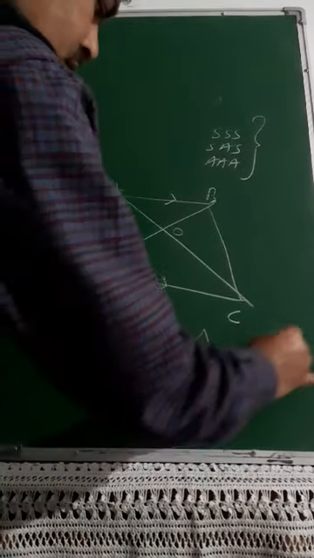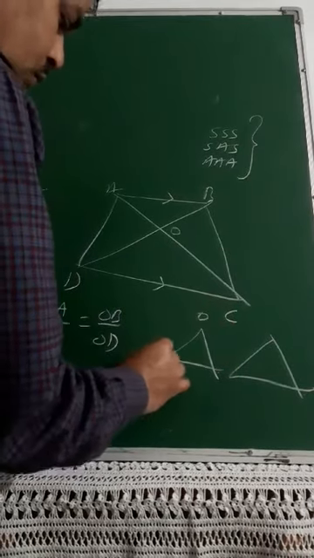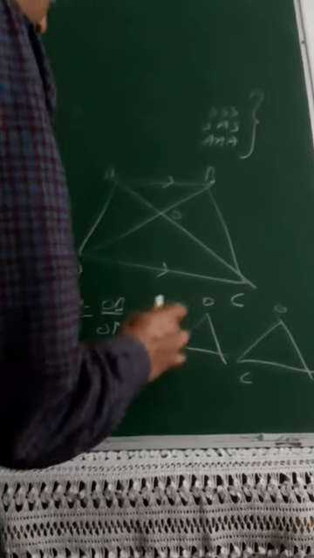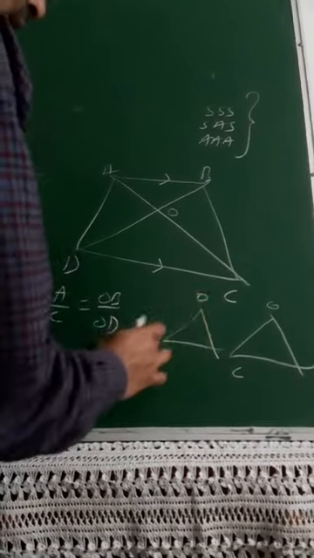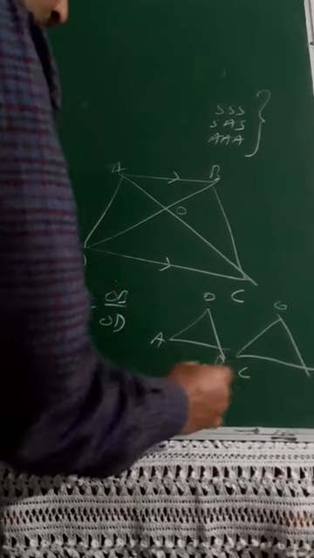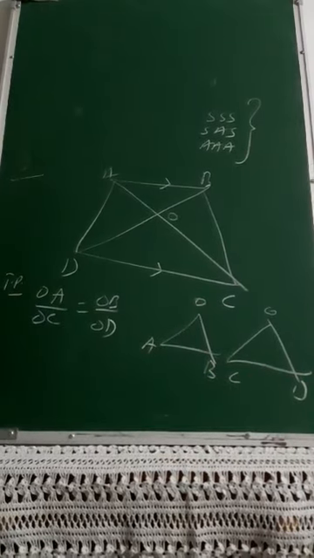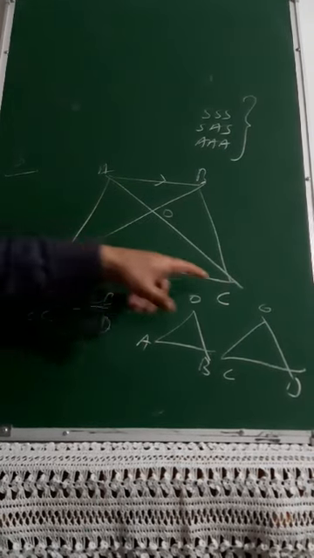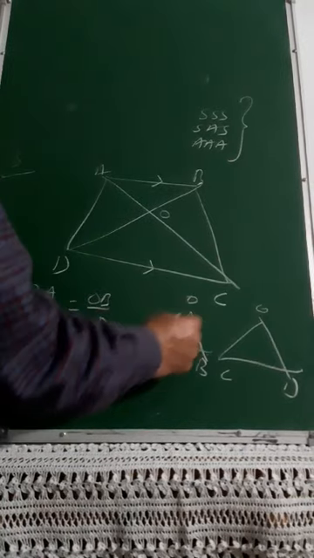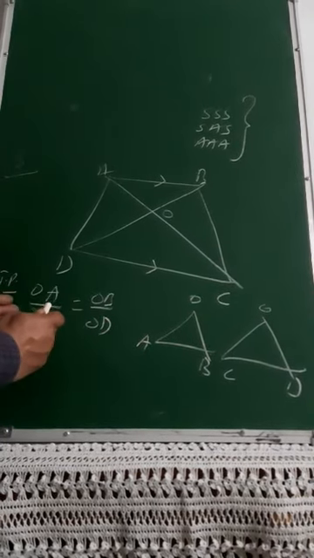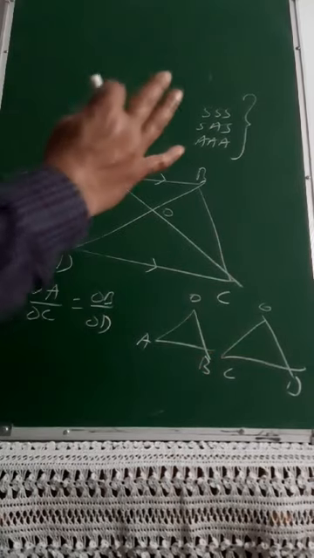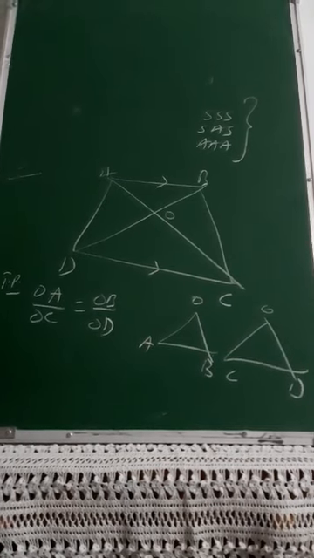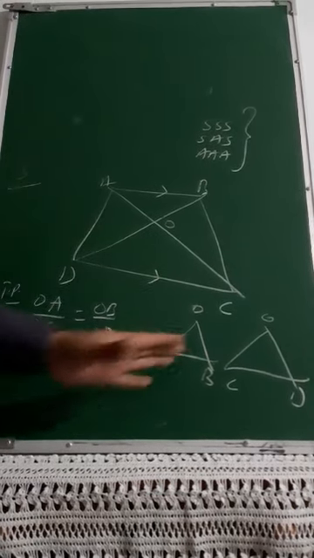So now you see these two which I need to prove, OA upon OC is equal to OB upon OD. That means I can think about these two triangles OAB and OCD. If I can prove these two triangles similar, then their corresponding sides will always be in proportion, because the question is conditional. Now I have to use the criteria to prove this relationship.